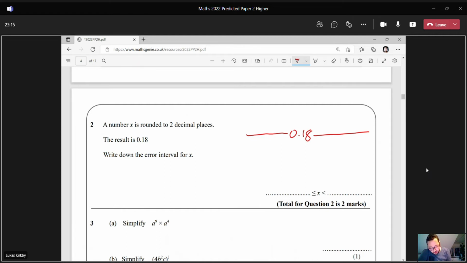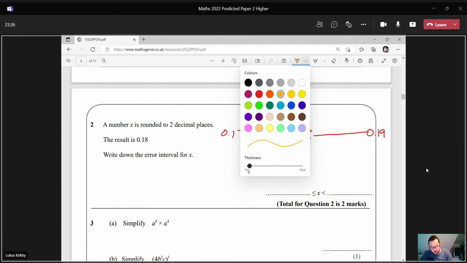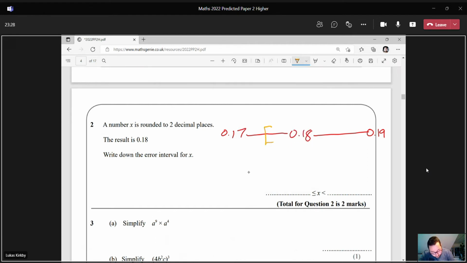So if we're thinking about 2 decimal places, the previous number would have been 0.17 and the next number would have been 0.19. And then to find the error interval, you just look at the middle bits of those numbers. So between 0.17 and 0.18 is going to be 0.175, and between 0.18 and 0.19 is going to be 0.185, and that is going to be my error interval.